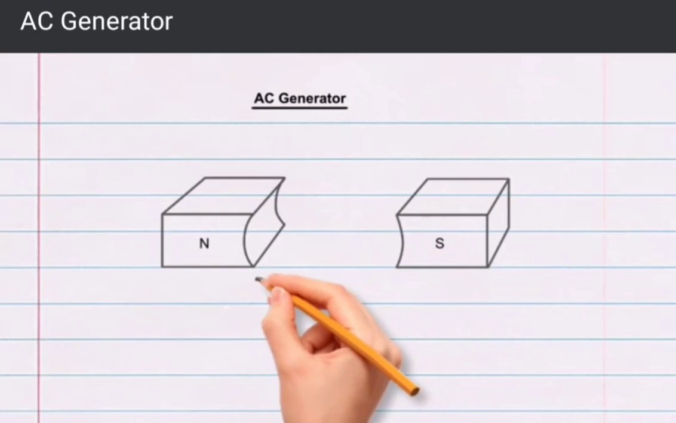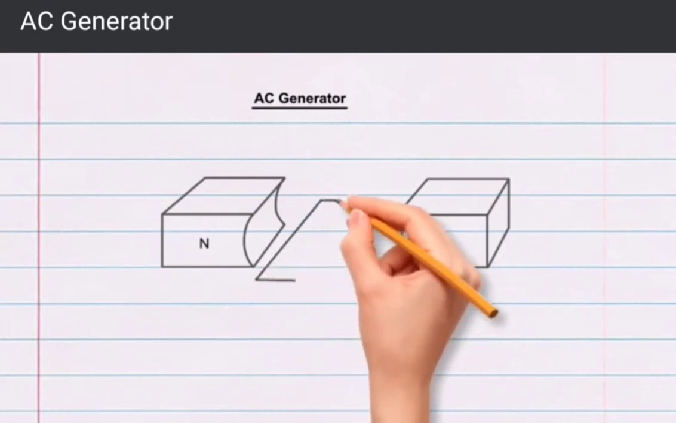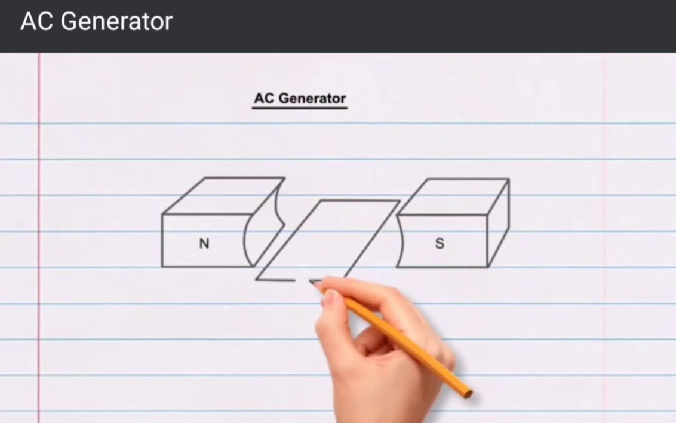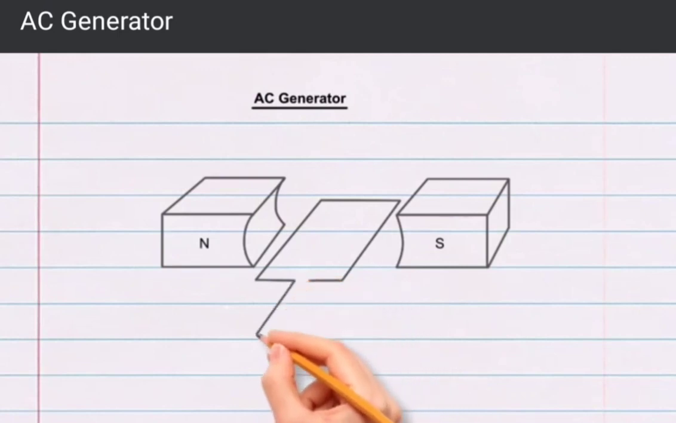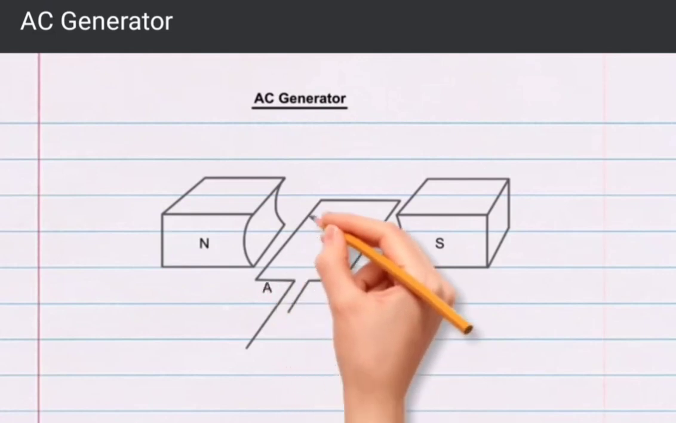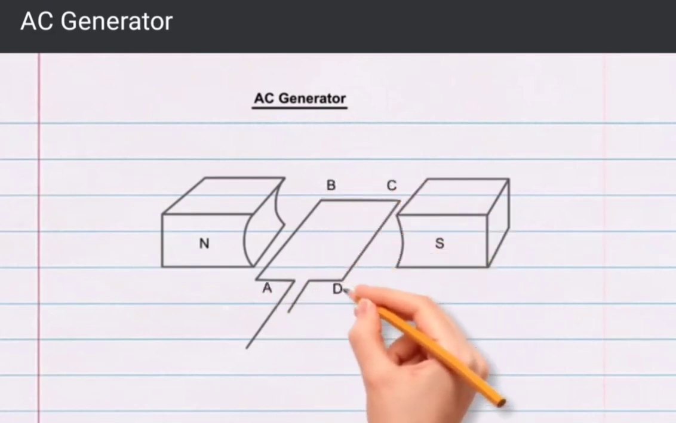In between the rectangular boxes, draw a parallelogram which is equal in breadth to that of the rectangular boxes and keep the front face slightly open. Bend both the open ends slightly outwards and extend them to form two parallel lines. Label the four corners of the parallelogram as A, B, C, D.